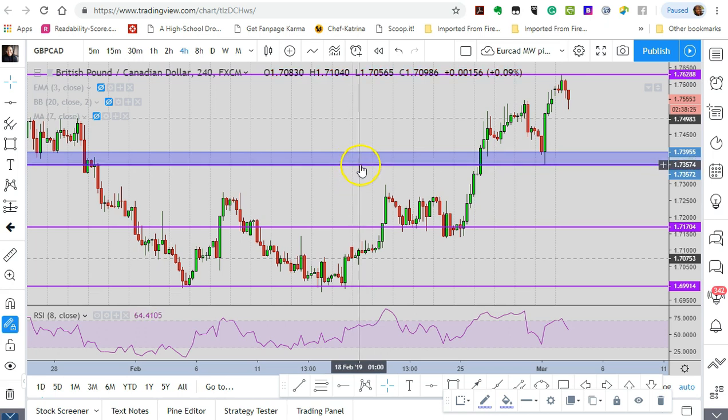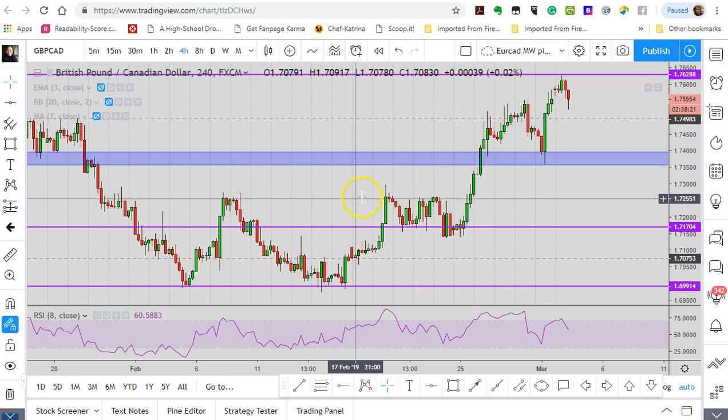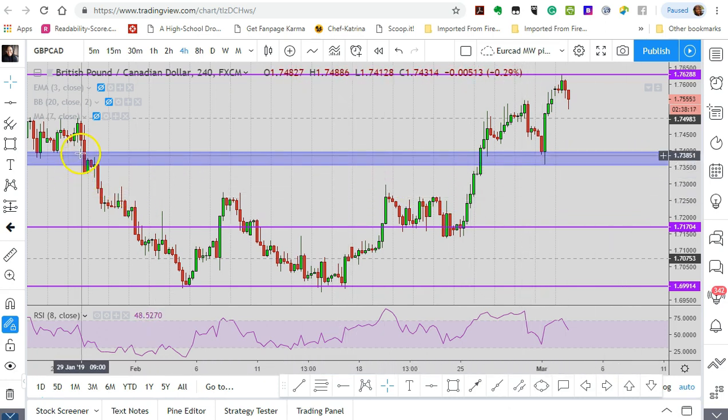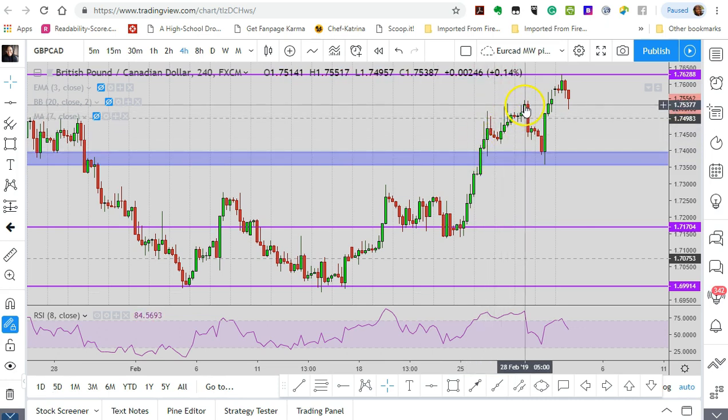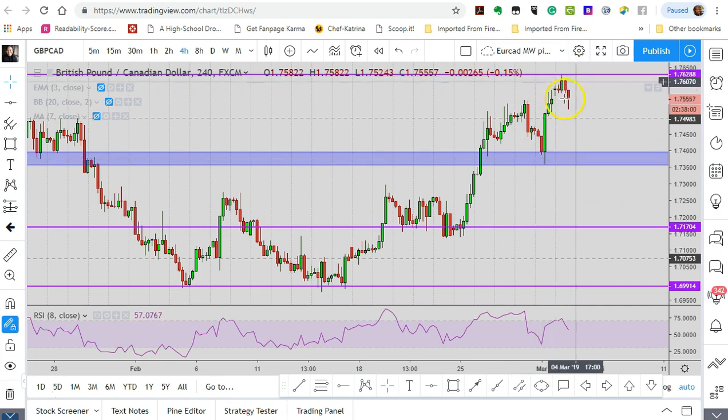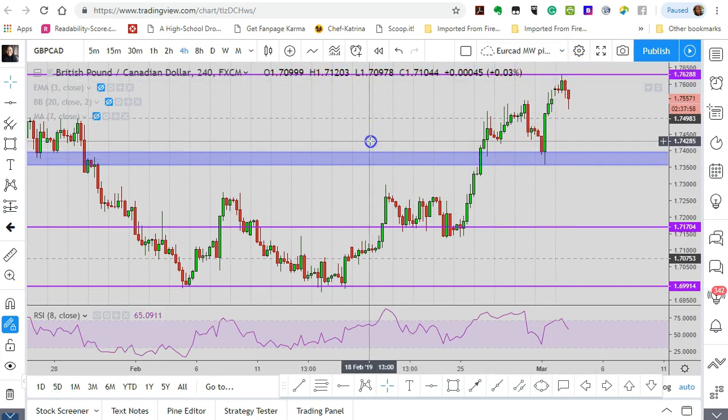I'm going to remove the horizontal line because I already entered where it was. And look, I want you to see something. What do you see right here? Broke out, retest, went to the next level. Came right here, didn't leave the zone, came back up, shot right back out like a rocket.